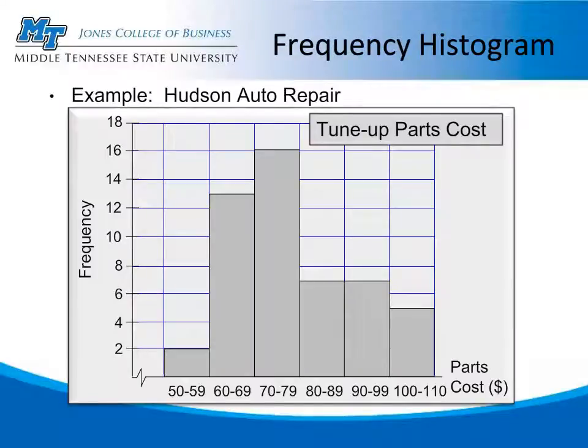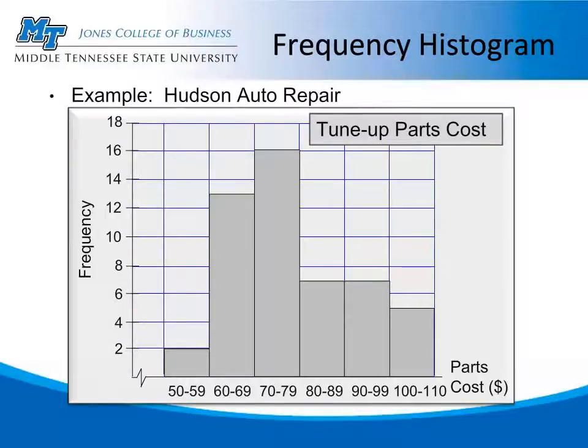The graphical representation for a frequency distribution is called a frequency histogram when you're dealing with quantitative data. If you look on the horizontal axis, the first class ran from 50 to 59. The height of the rectangle is the frequency.